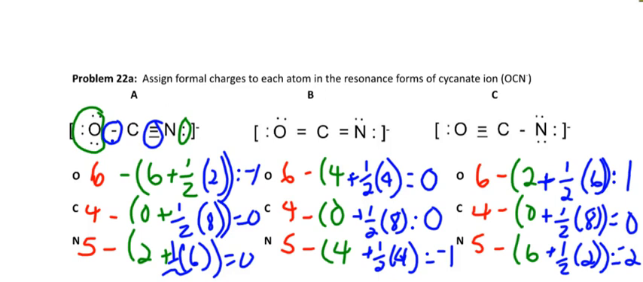Well, it looks like A and B have the lowest set of numbers. C, you got a 1 and a negative 2. That's not as good as zeros and negative 1s. So then, how do I know which is better between A and B?